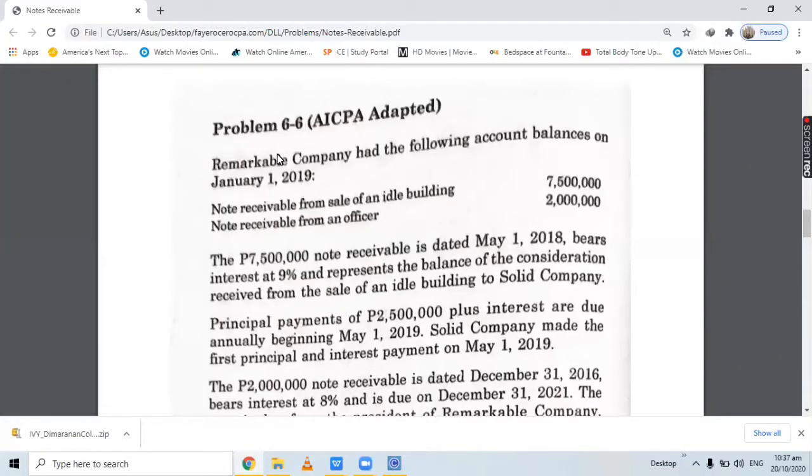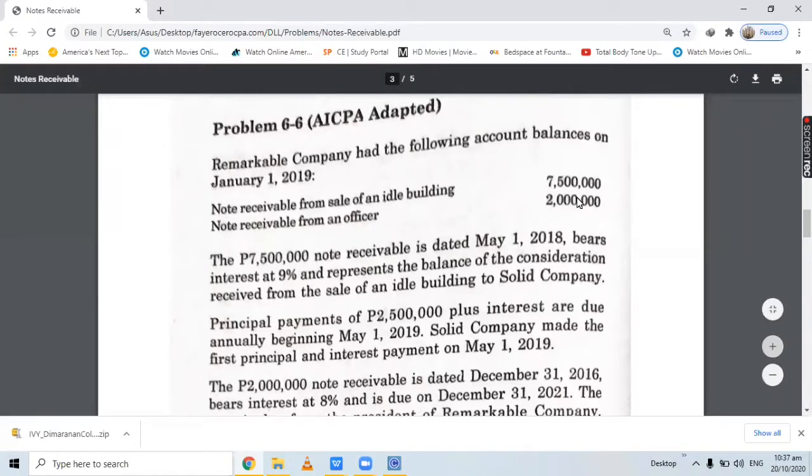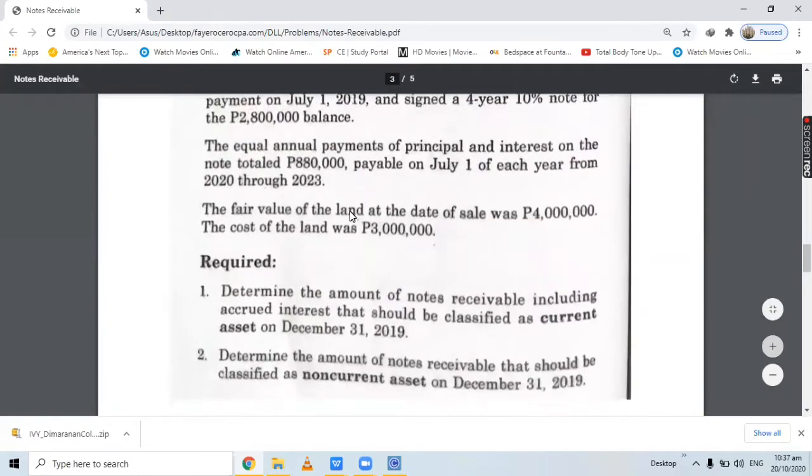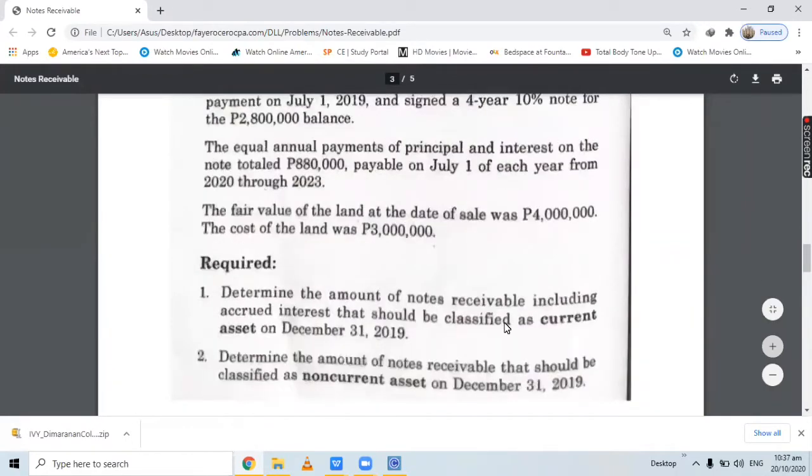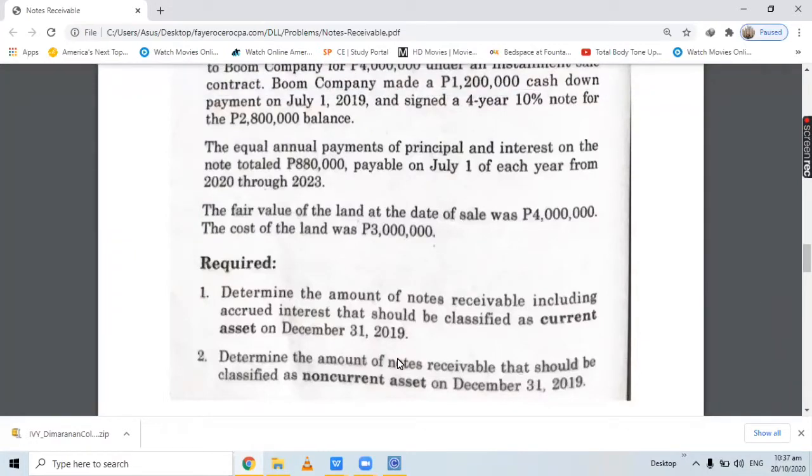Okay, our next problem is problem 6-6. Remarkable Company had the following account balances on January 1, 2019. So we have note receivable from sale of an idle building, 7.5 million. Note receivable from an officer, 2 million. And more details here. The required: 1. Determine the amount of notes receivable, including accrued interest, that should be classified as current asset on December 31. And number 2, determine the amount of notes receivable that should be classified as non-current asset on December 31, 2019.